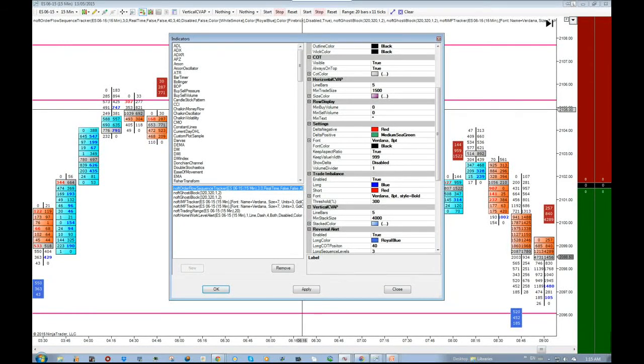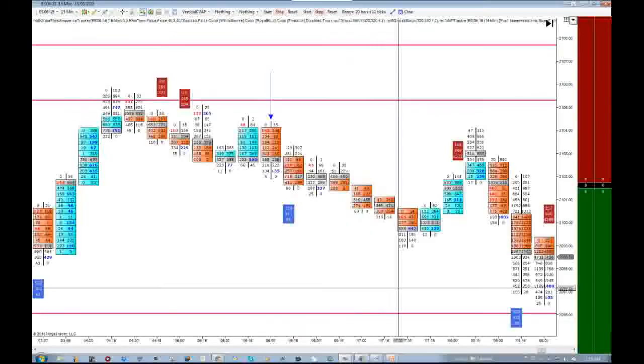Now for the S&P, I've just taken a random number here, but 300 seems to work pretty well. So the threshold, the ratio that I'm after in terms of defining an imbalance, is 300% or greater. Anytime there's an imbalance of 300% or greater, it's going to turn the contracts traded at that level red or blue, depending on whether it's a sell imbalance or a buy imbalance.